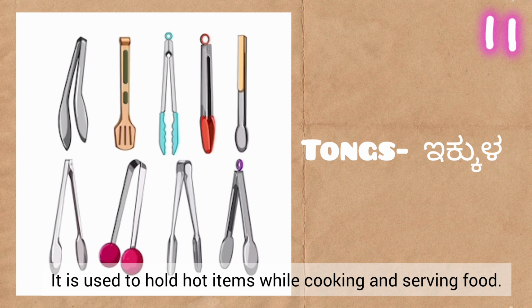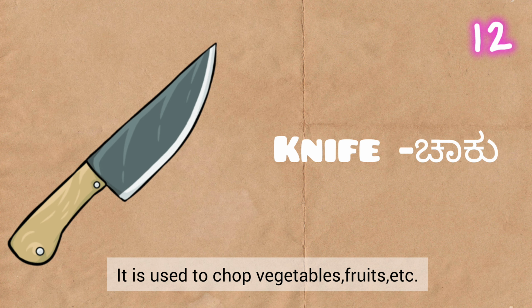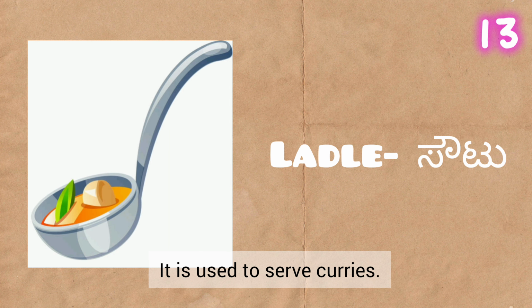Tongs, ikkula. It is used to hold hot items while cooking and serving food. Knife, chaku. It is used to chop vegetables, fruits, etc. Ladle, sautu. It is used to serve curries.